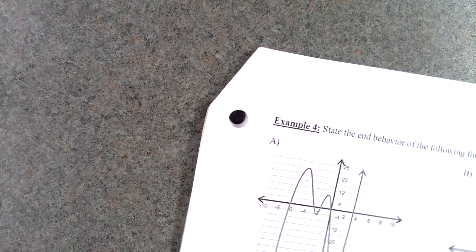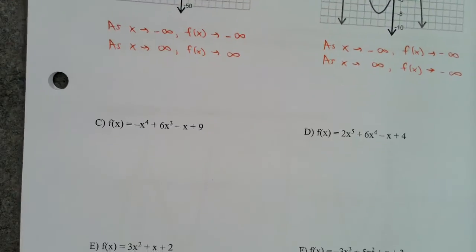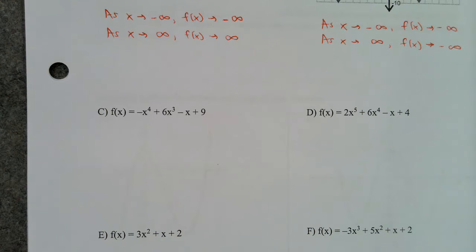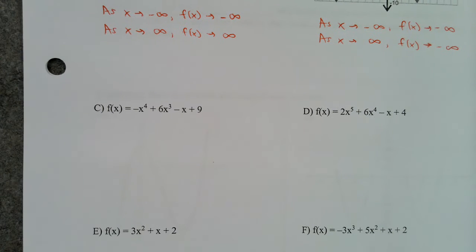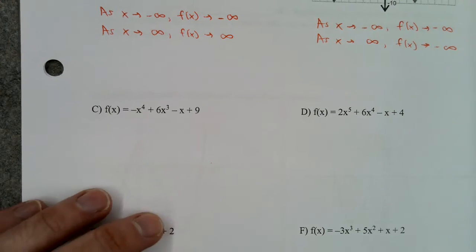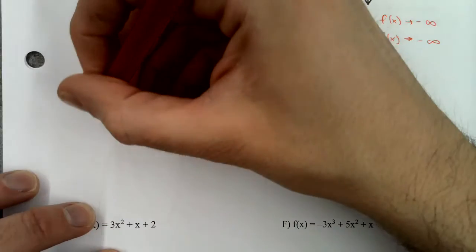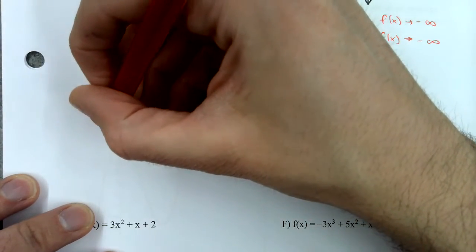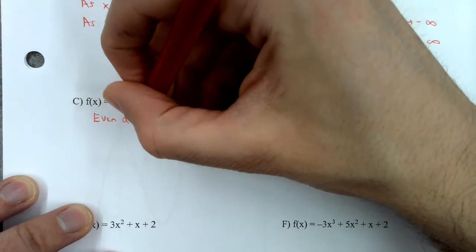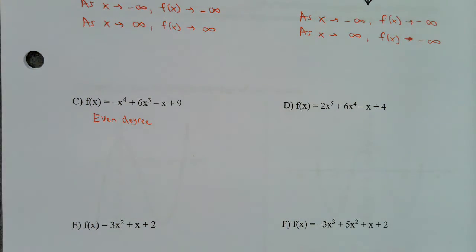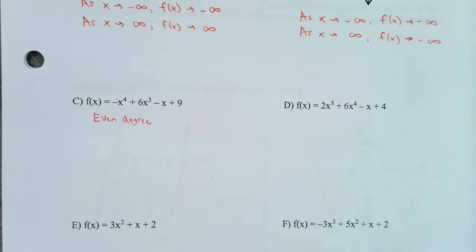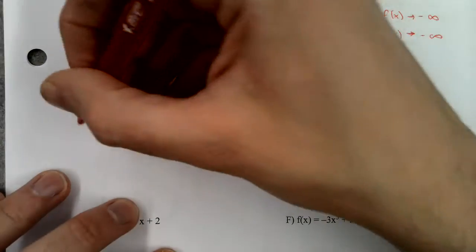Here's how you should do it. Example 4c. First figure out, is it even degree or odd degree? It's even because it's negative x to the 4th power, so it's even degree. And the leading coefficient, meaning the number in the beginning when it's in standard form, is a negative number. It's -1 for my leading coefficient. So I'm going to say negative leading coefficient.